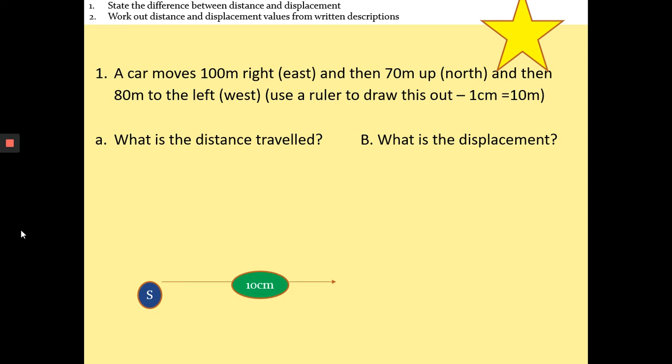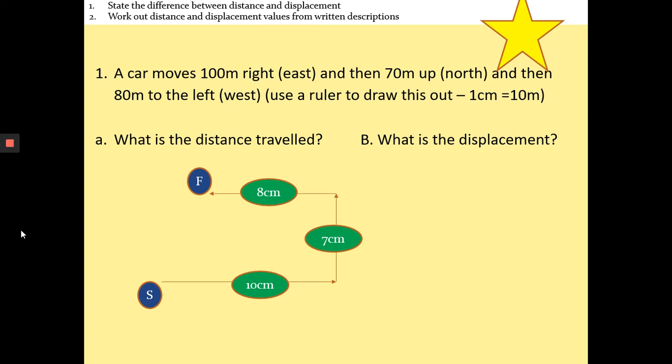We've now got to add to that our 70 meters north. And so that's going to be a 7 centimeter line up your page. And finally, our 80 meters to the west needs to be an 8 centimeter line to the left on your page. Mark your finish point and your final measurement there. We've not drawn a square, so then calculating that displacement is going to be a little bit more tricky, but it's very, very doable. So let's do the total distance travelled first.